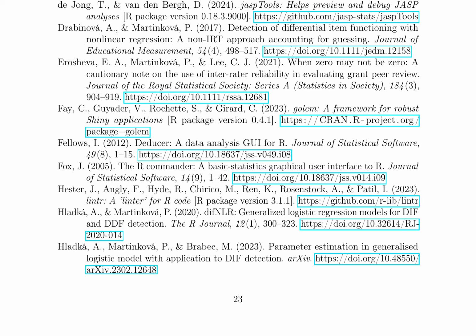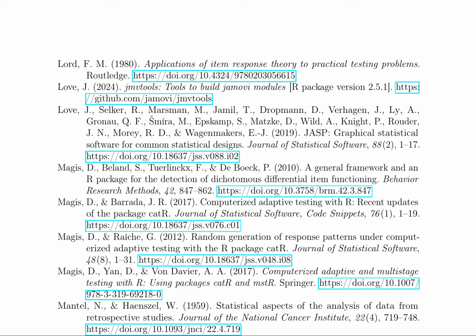The paper cites various R packages, including mirt, equateIRT, irr2fpr, Shiny, SIAtools, and golem, which are used for item response theory, test equating, and statistical analysis. The authors also reference Lord's 1980 Applications of Item Response Theory to Practical Testing Problems and Magis et al.'s 2010 Framework for the Detection of Dichotomous Differential Item Functioning.